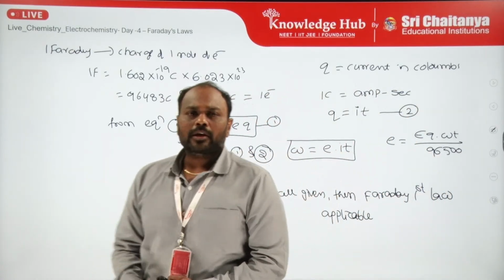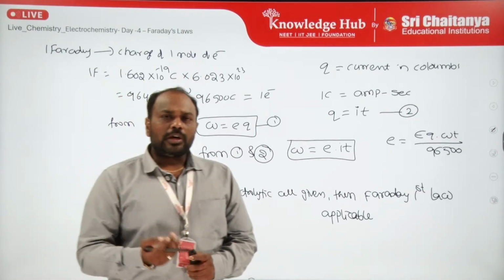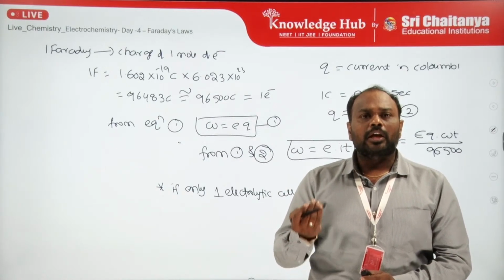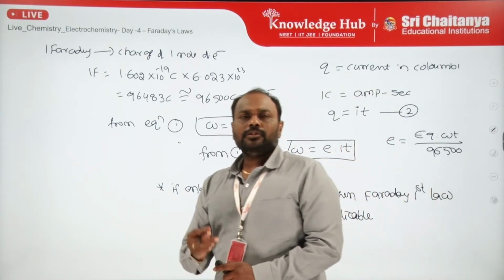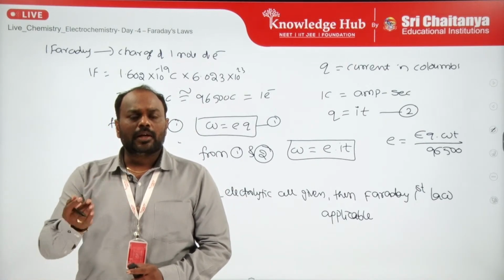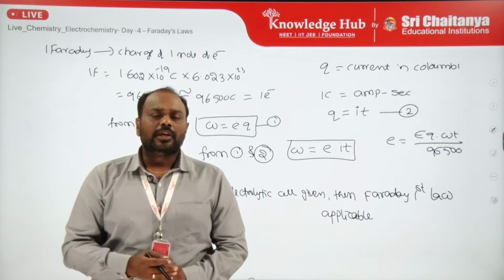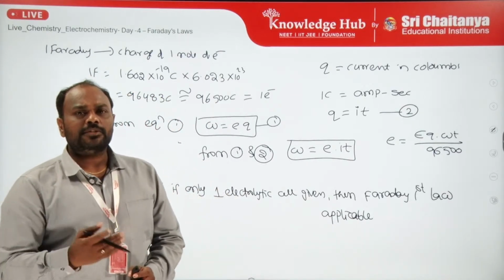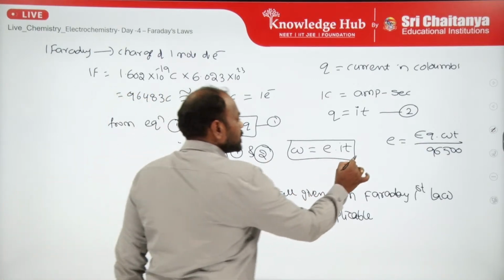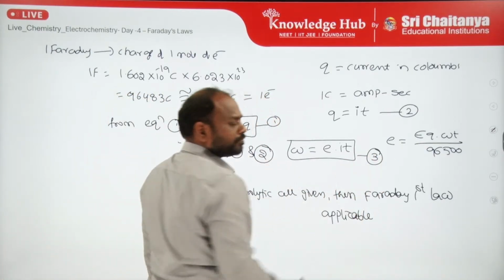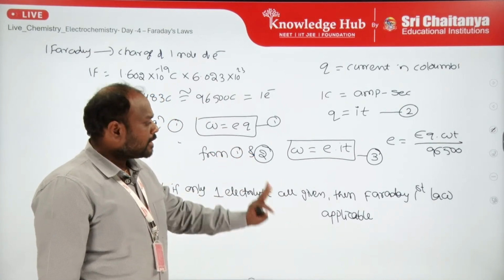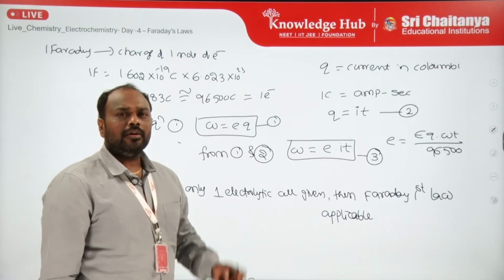So what is the statement according to Faraday first law? The amount of substance deposited at electrodes is directly proportional to the quantity of current passed. That means if excess current is passed, excess weight of substance is deposited at the respective electrode. If less quantity of current is passed, less weight of substance is formed at the respective electrode. So according to this, we get this equation. This is the final equation 3. So if only a single electrolytic cell is given, then we apply the Faraday first law.